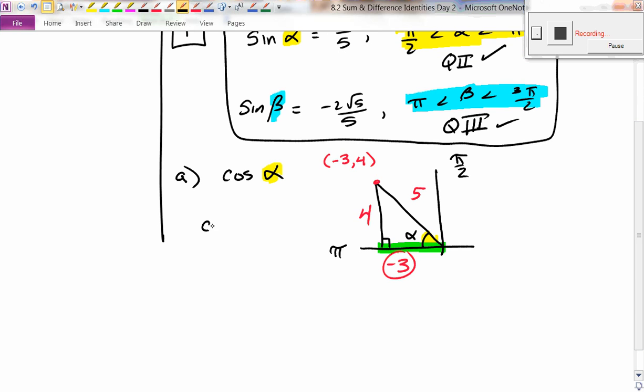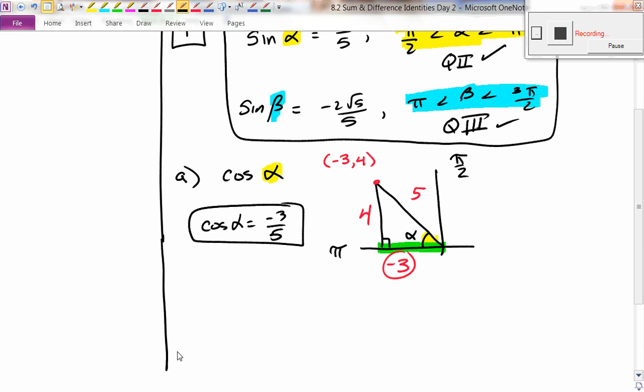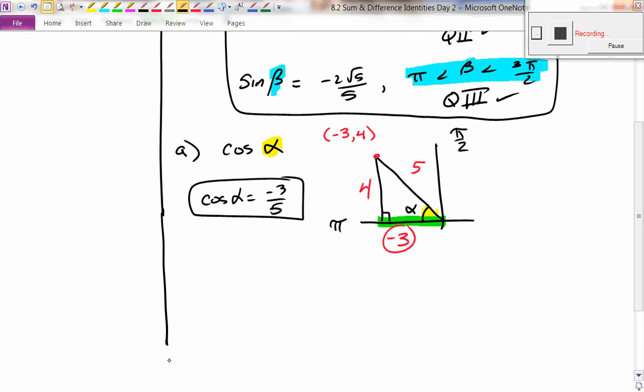So now I know that the cosine of alpha is equal to what? Negative 3/5. Negative 3/5. So that would be part A. What do you guys think so far? Not too bad, right? Okay, let's do B. Let's find the cosine of beta then.